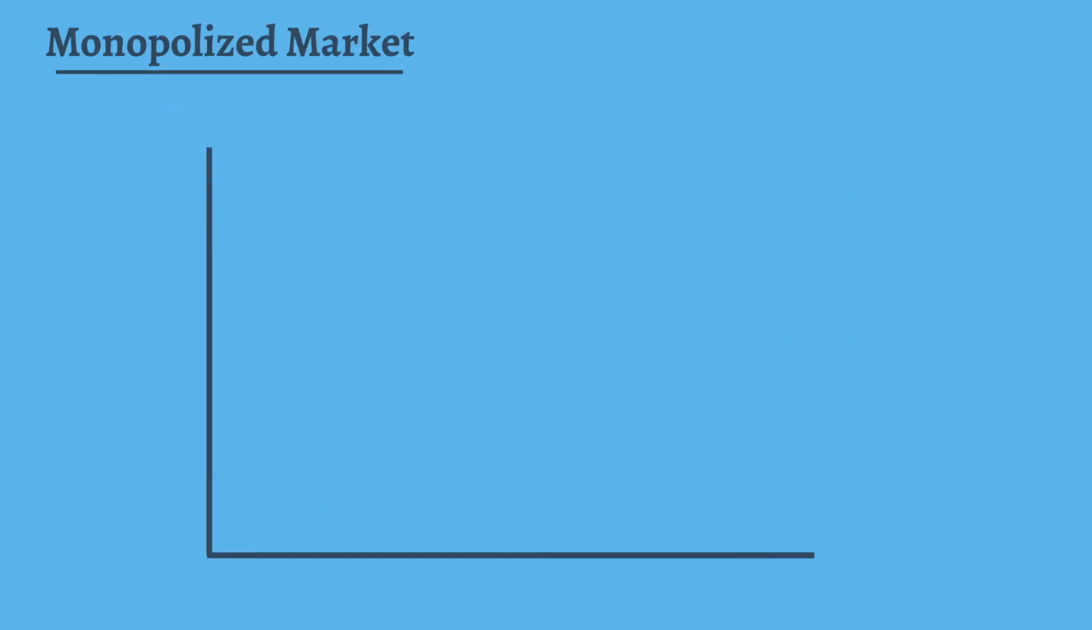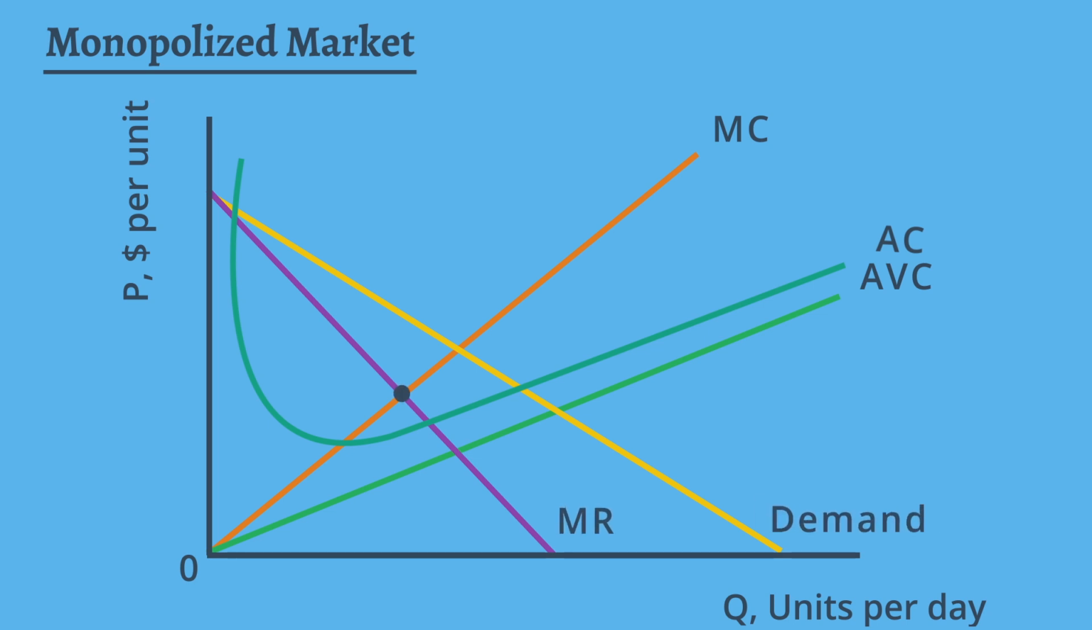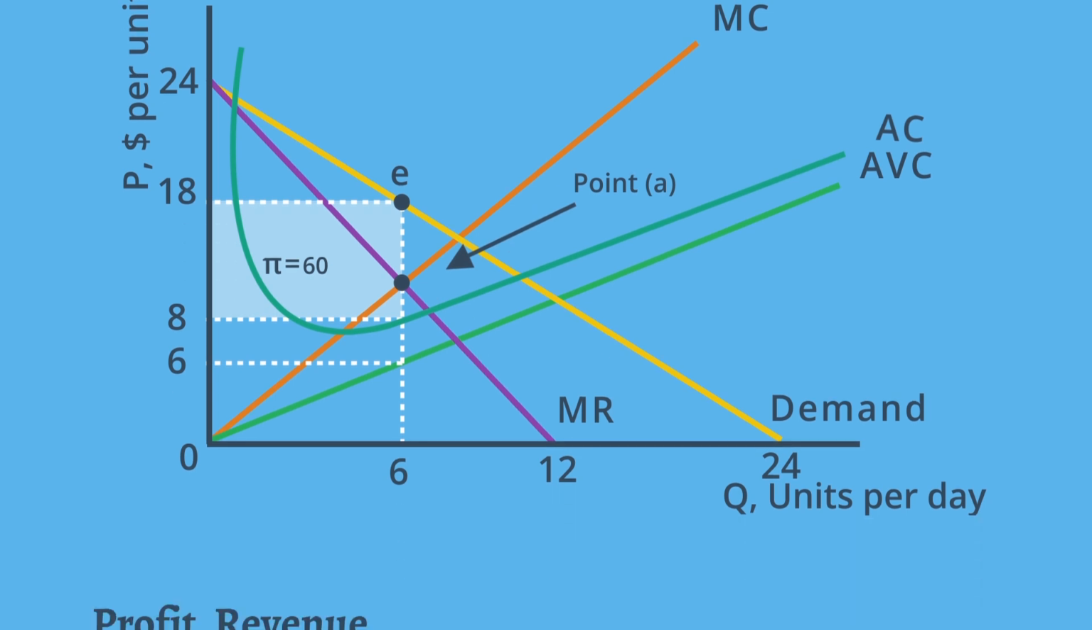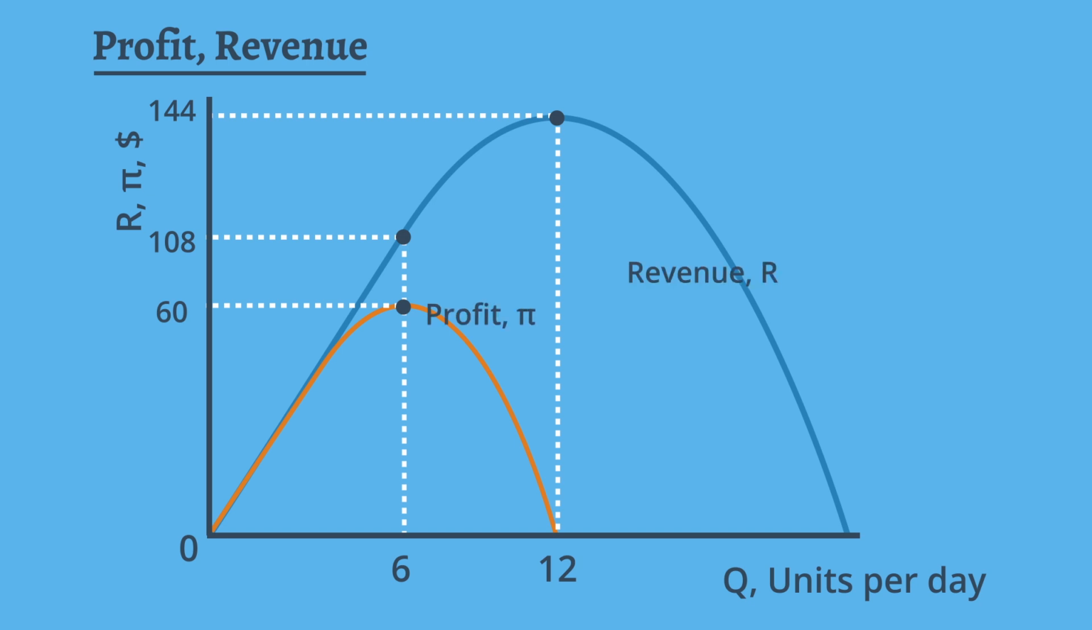This numerical result can be expressed by a diagram. As we can see at the panel on the top, MR equates MC at Q equals 6, represented by point A. At Q equals 6, the firm will charge $18, which is the maximum price that consumers are willing to pay. The panel on the bottom shows the level of profit and revenue for different levels of output. As shown, the level of profit is at the maximum when Q equals 6.